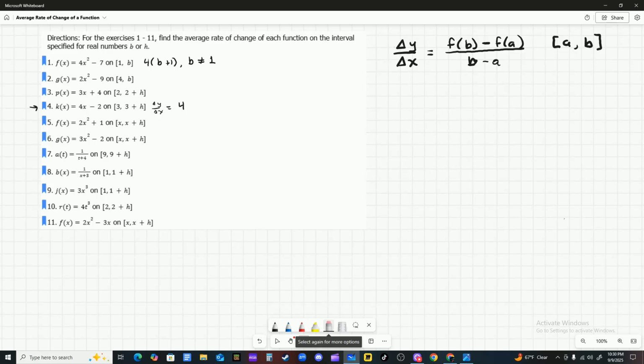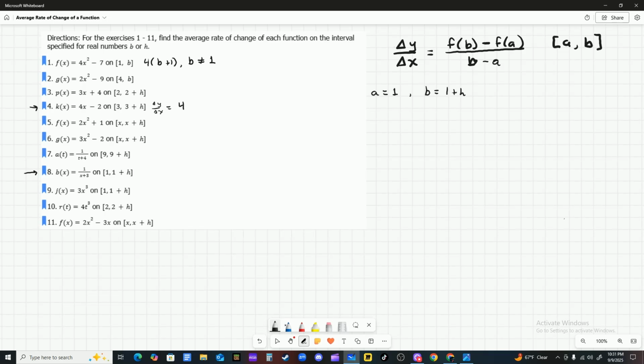Let's move on to a harder one. I want to do number... Oh, let's try one of these functions right here. Let's try number 8 right there. So for number 8, a is equal to 1, and b is equal to 1 plus h.